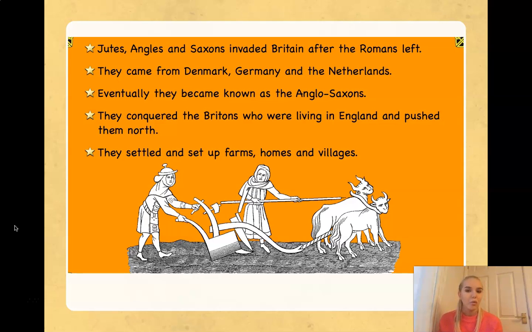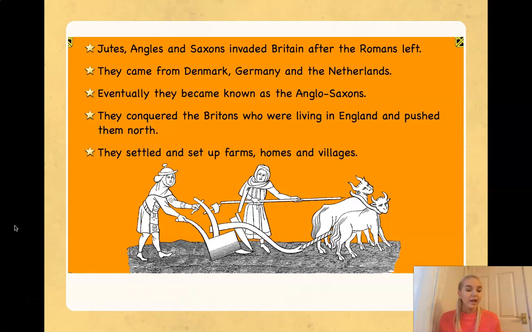Do you remember where the Angles settled? Well done, they settled in East Anglia. What about the Saxons then? So we had the West Saxons, we had the Middle Saxons, we had the South Saxons and we had the East Saxons. They all settled in specific areas of Britain. Do you remember where they settled?